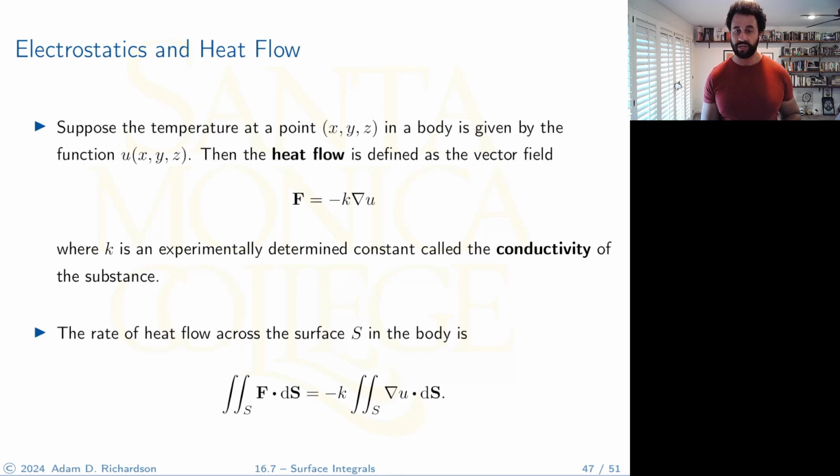Suppose that the temperature at any point in a body is given by the function u of x, y, z. Then the heat flow is defined as this vector field. Remember, this is the gradient of u, and k is some scalar, and we choose the negative direction so that it agrees with the intuition of the way the heat is flowing. K is usually experimentally determined, and it has to do with the conductivity of the substance. And then the rate of heat flow across the surface is given by this double integral here, the surface integral.